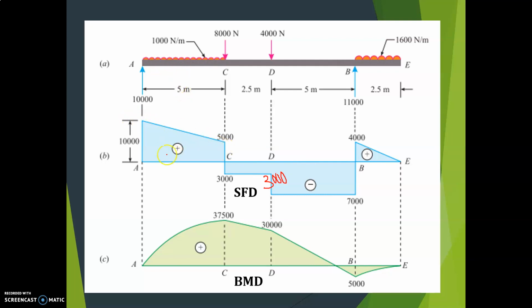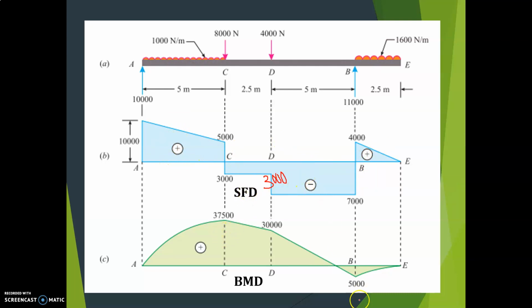So this is a UDL, so it has to be an inclined line. Draw this inclined line. Here it is 10 kilonewton. Like this you can draw the SFD. This is plus, this is minus, this is plus.